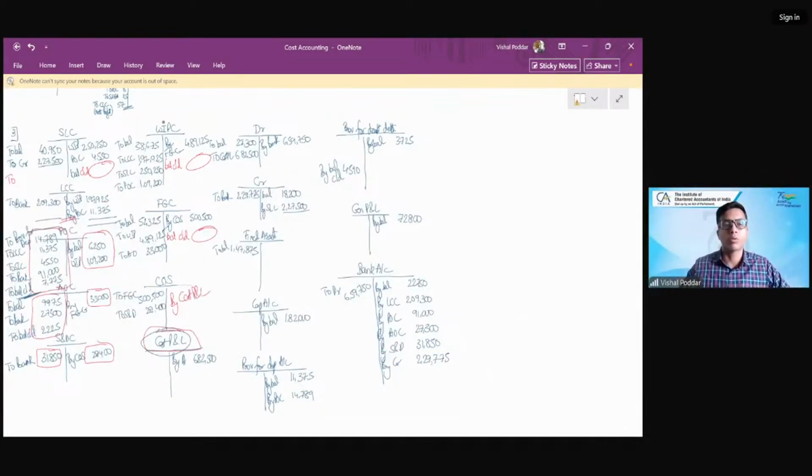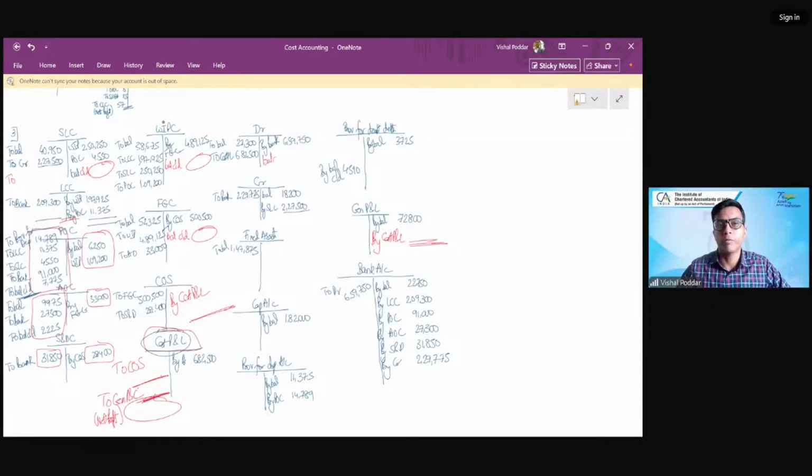Whatever is the total amount will be posted here to COS, and again the profit or loss. Now here the profit or loss will be transferred to general P&L, because we are doing integrated accounts, so you have a general P&L account. Whatever is the net profit coming will be posted here, from cost P&L to general P&L.